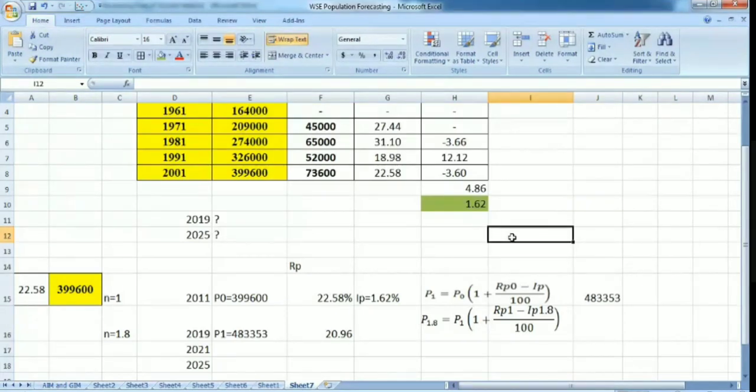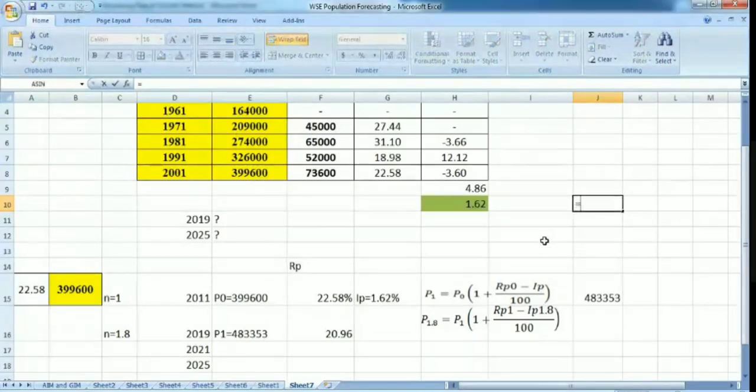Let me ask you, if I am predicting it for, let us say, 2012 instead of 2019, that means 2012 minus 2011, how many years? 1 year. A decade means 1 divided by 10. That means it is 0.1. Am I correct? Yes, sir.